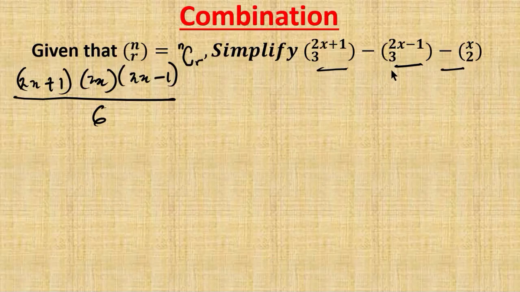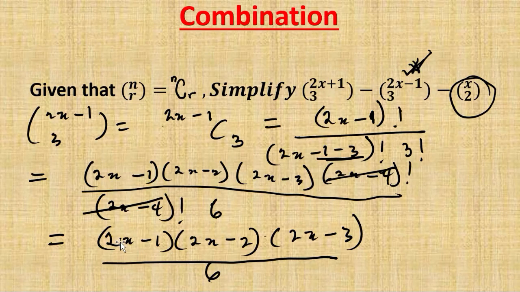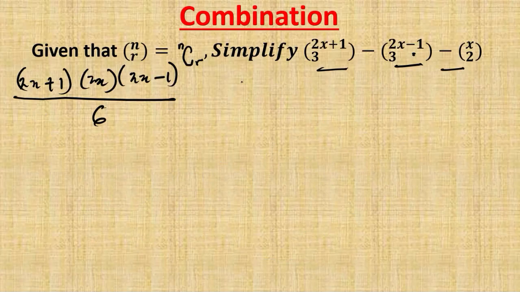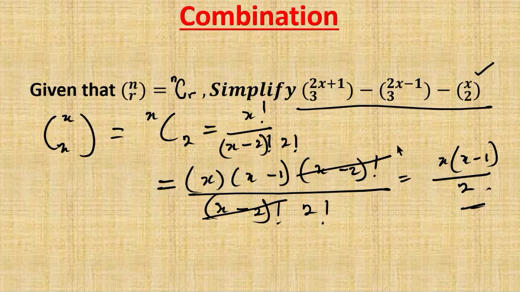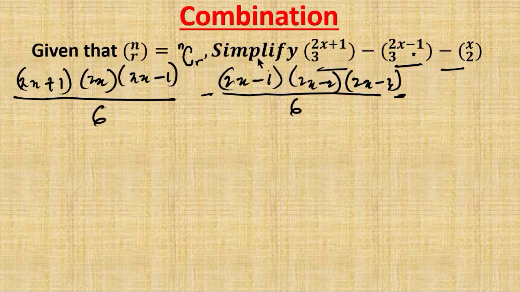Now for the second expression, we have (2x minus 1)(2x minus 2)(2x minus 3) over 6. That will be minus (2x minus 1) into (2x minus 2) into (2x minus 3). And lastly, for the third expression, we'll have minus x into (x minus 1) over 2. That will be minus x(x minus 1) over 2.